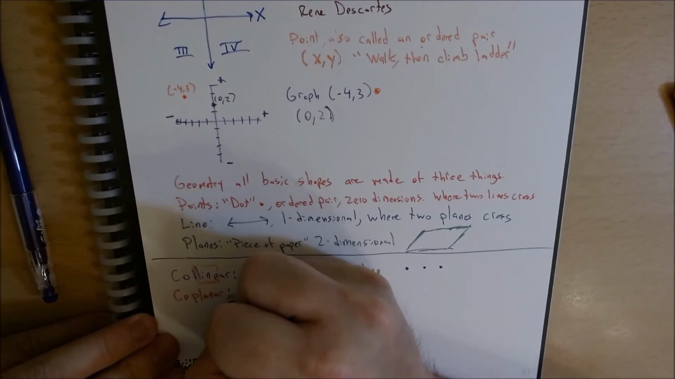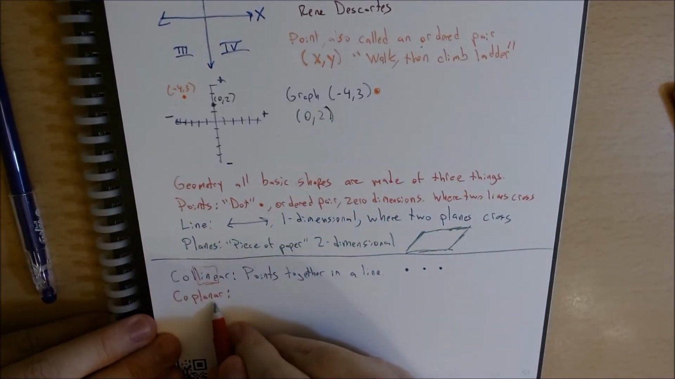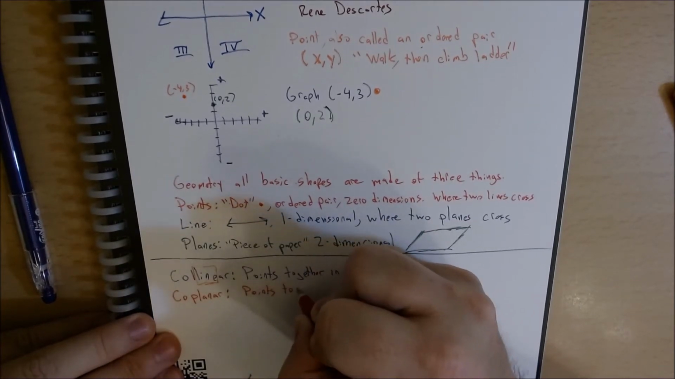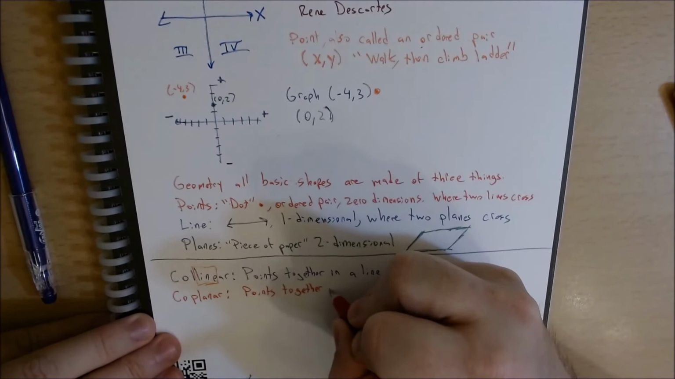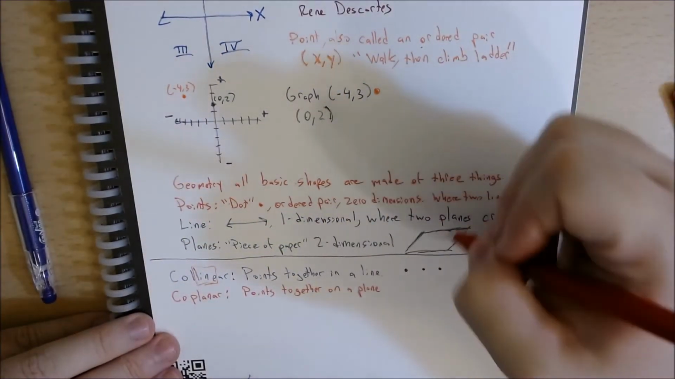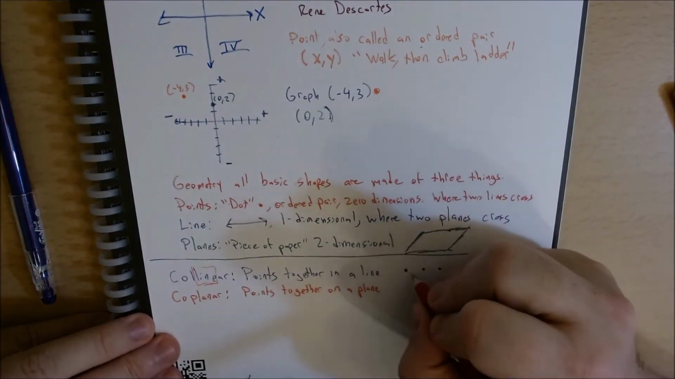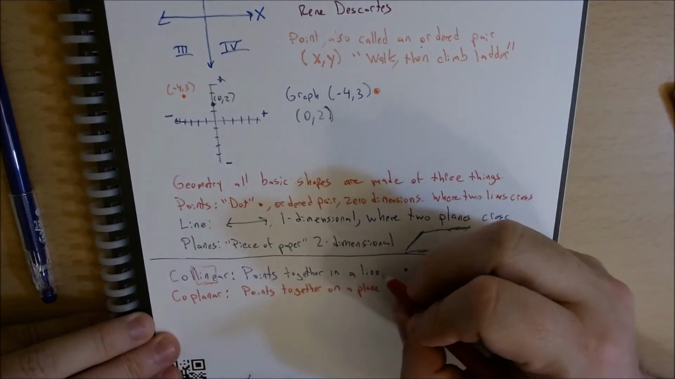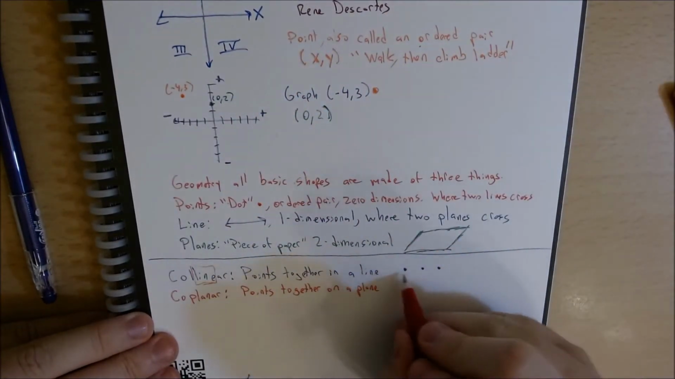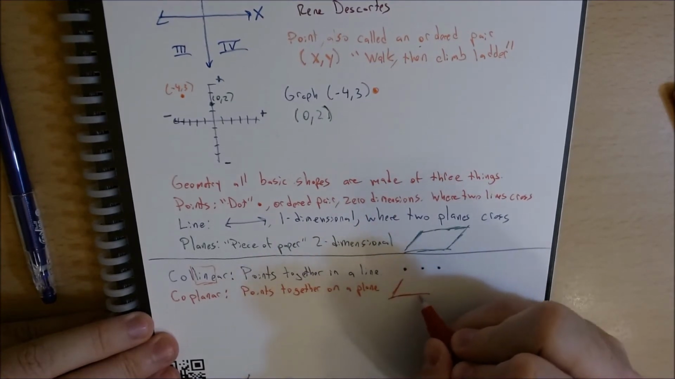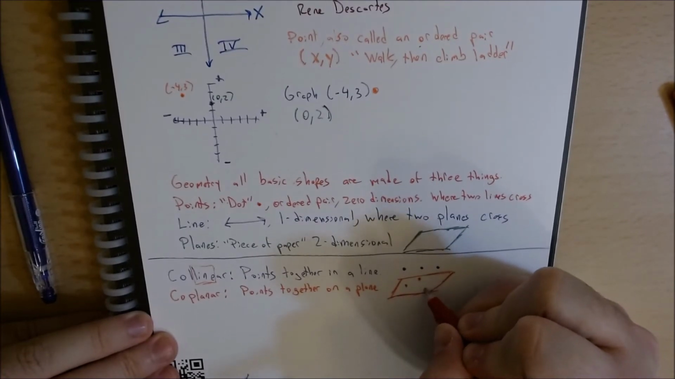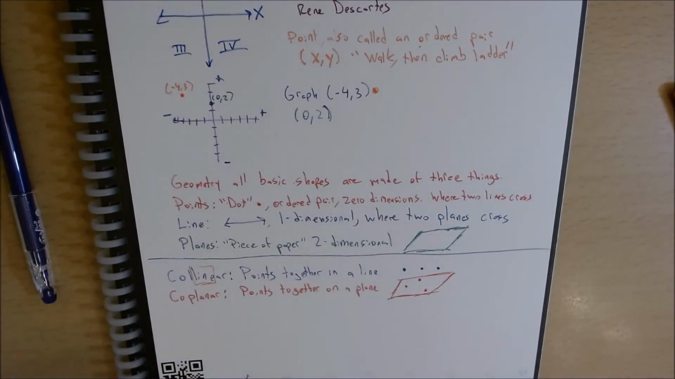Coplanar is basically the same thing. It's together plane, so it's points together on a plane. So like I said up here, think of it as a piece of paper. So it's points together on a piece of paper, which these three dots are on literally this piece of paper, so those would be coplanar. Usually how you draw it is you draw your piece of paper, you draw a dot, you draw a dot, you draw a dot. They don't have to be in the same line, they just got to be on that same plane.